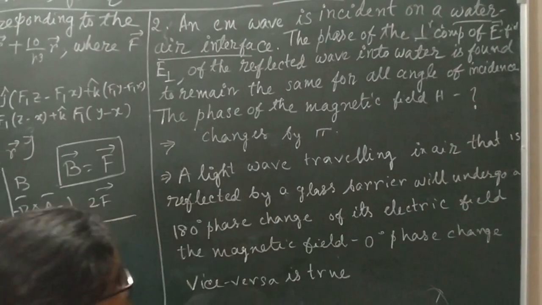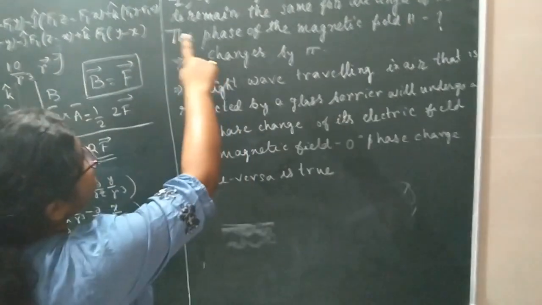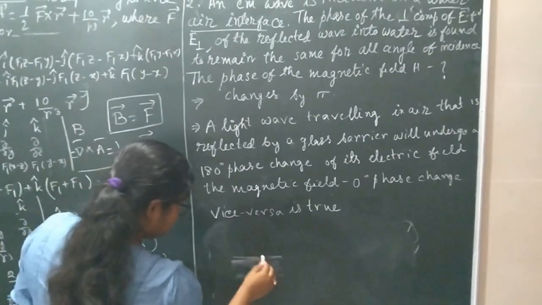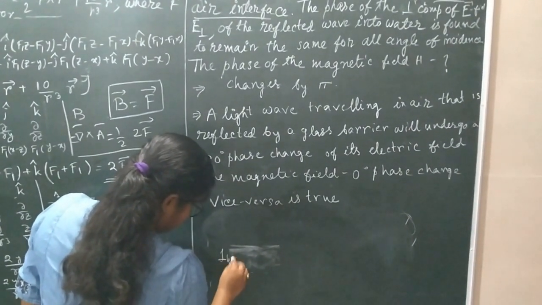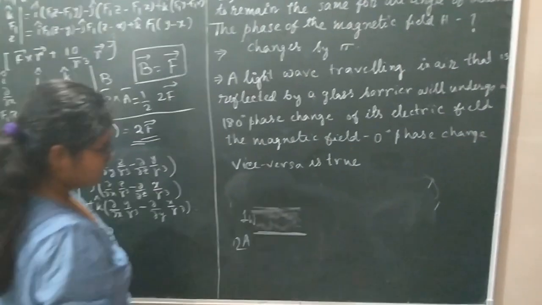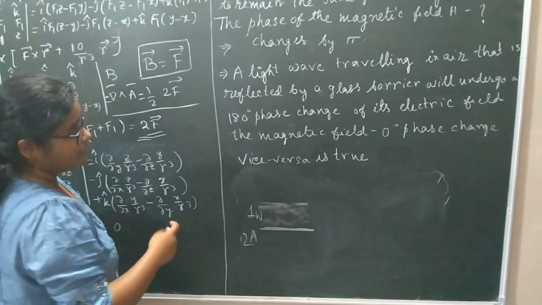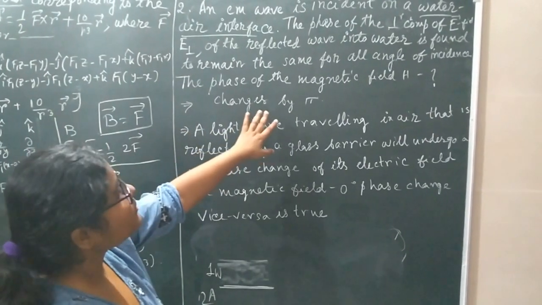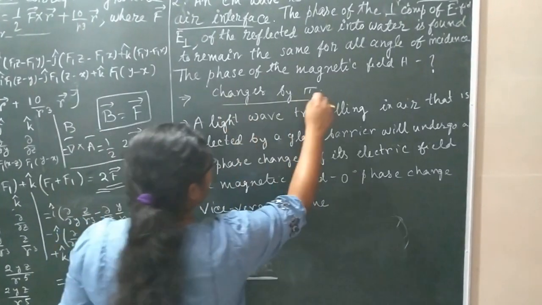Okay. The question is that there is an interface of air and water, and the electromagnetic wave is incident on the water-air interface. So the first medium is water and the second medium is air. You have to tell that if the electric field component E perpendicular remains unchanged, what will be the change of the phase in the magnetic field component? So I am telling you the answer: the magnetic field vector H will change by pi.